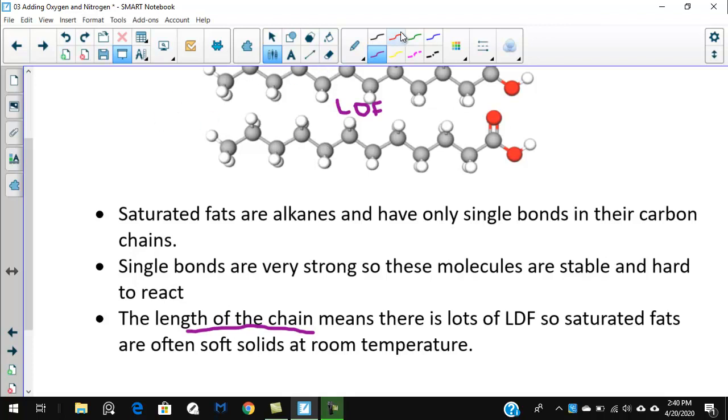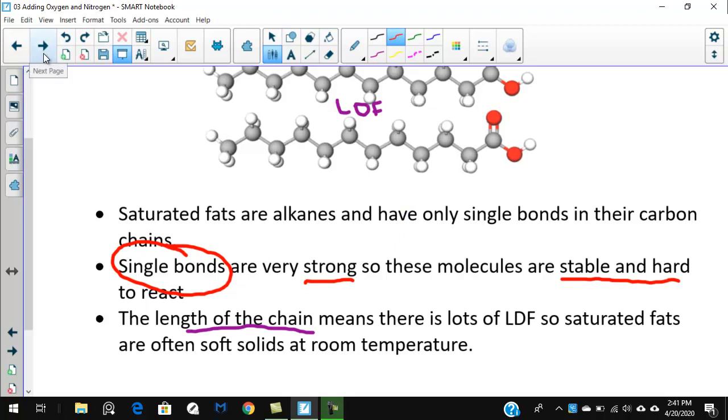The other thing that we'll come back to later on, but we'll mention it now, is that saturated fatty acids only have single bonds in them, and single bonds are very, very strong. So from a health perspective, these molecules are very stable and they don't react very easily in your body. Your body has a hard time using them because of their stability. That's one of the reasons saturated fats are bad for you: they can build up in your body and lead to long-term health problems if you have too many.